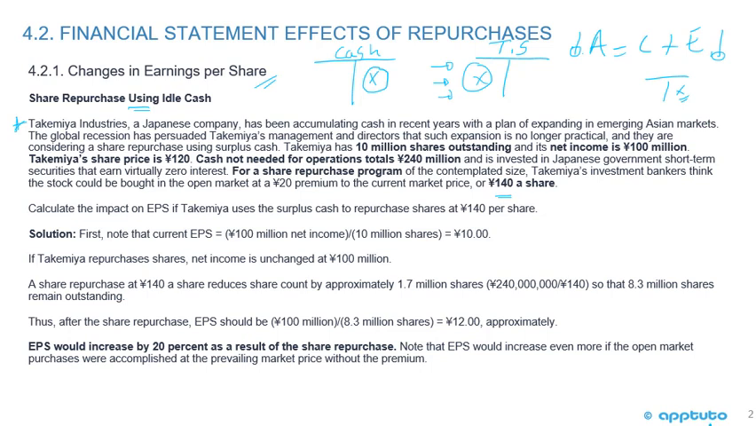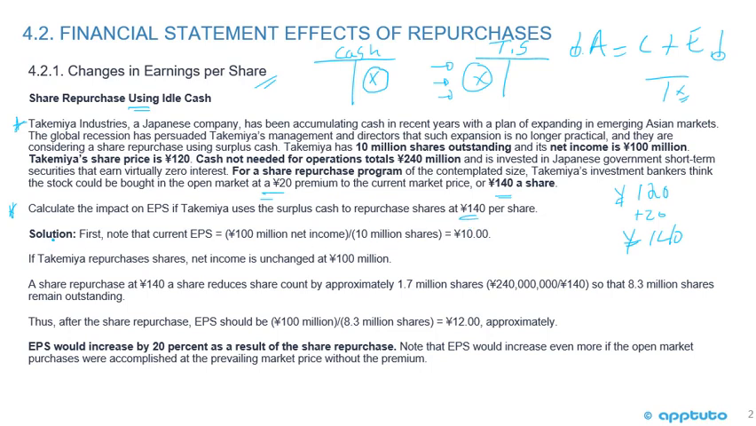For a share repurchase program of the contemplated size, Takamiya's investment bankers think the stock could be bought in the open market at a 20 yen premium to the current market price, or 140 yen per share. So the current market price is 120 yen, and you have to add a 20 premium. So the price you're looking at for the share repurchase is 140 yen. Let's calculate the impact on the earnings per share if Takamiya uses all the surplus cash to repurchase the shares at 140 per share.